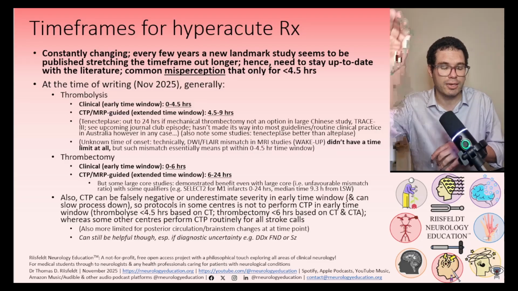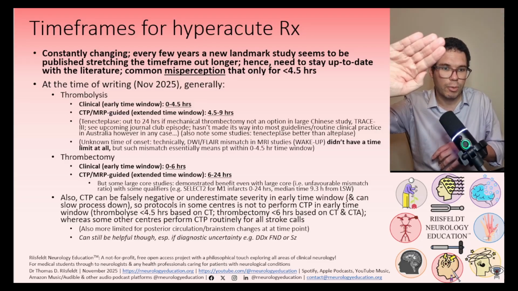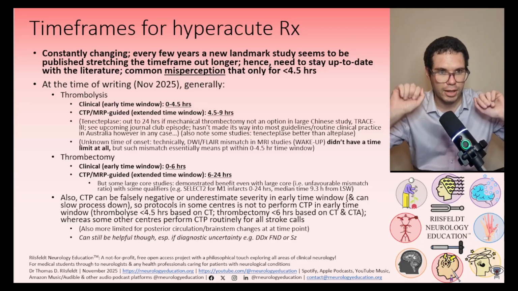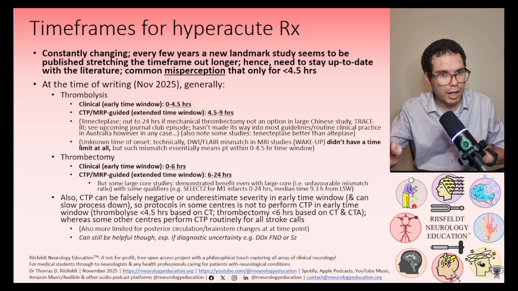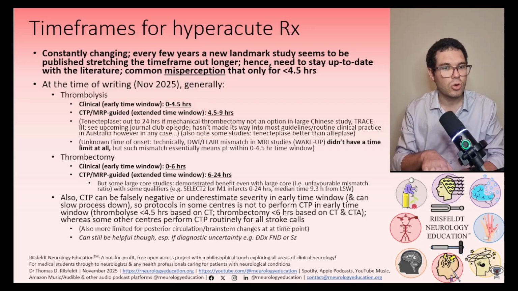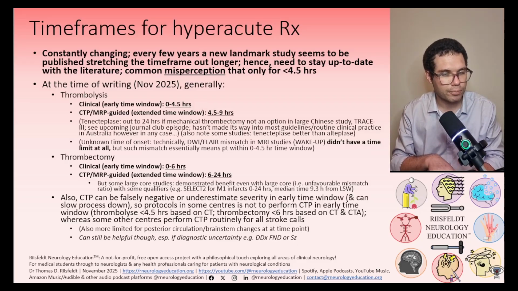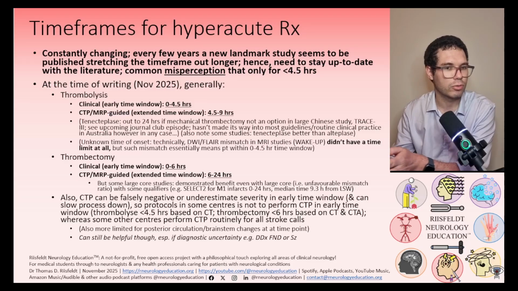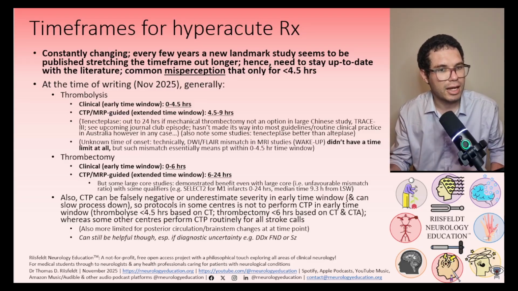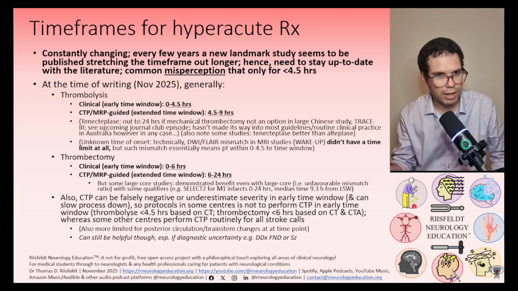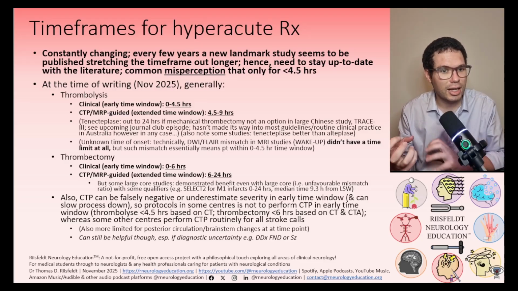The way to think about it is in terms of thrombolysis timing windows and then separately thrombectomy timing windows, because they're not quite the same. For thrombolysis timing windows, you've got your early time window and your extended time window. The early time window is between 0 hours and 4.5 hours, and this is all from the time last seen well. So to say it again, the early time window is from 0 to 4.5 hours. And importantly, that's considered the clinical time window.